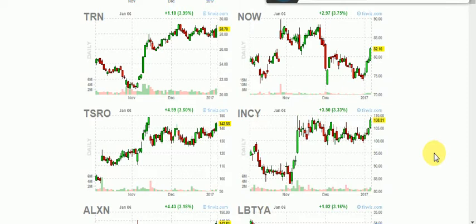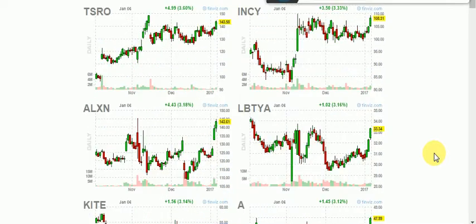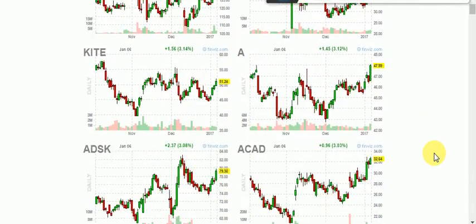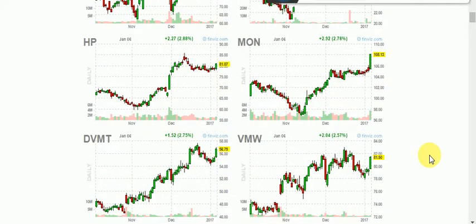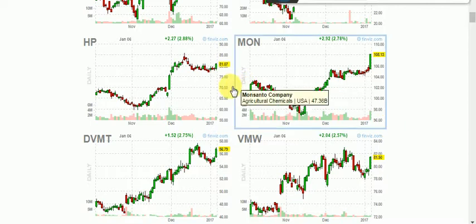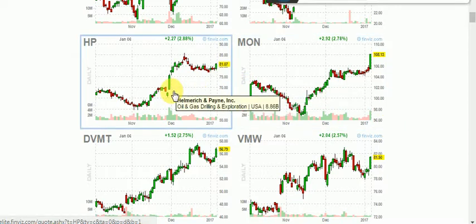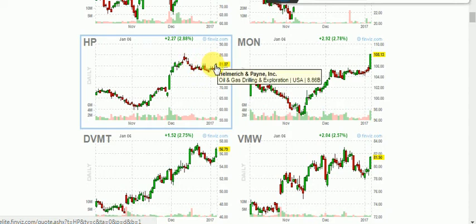Let's see if I can find a stock which hasn't gone yet and can probably go. I like this setup on HB as well, from 70 to 85. Now we're having a pullback, and it looks like we are kind of flattening out. HP is going to be a slow stock.